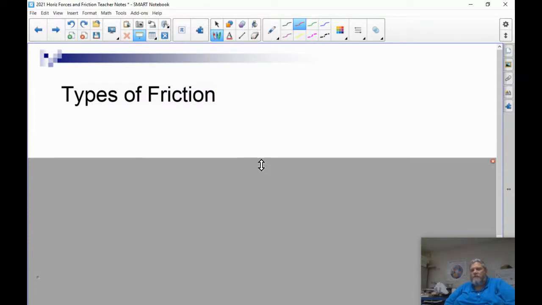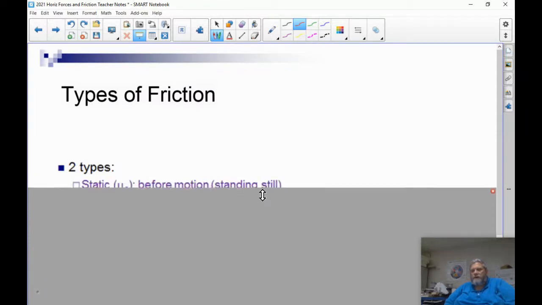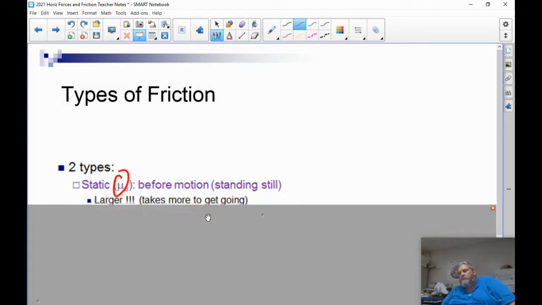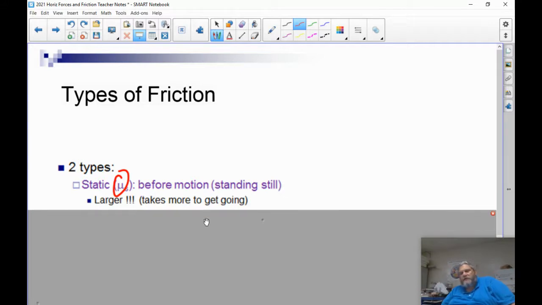All right, there are a couple of types of frictions that we're going to talk about. Two types. One is static friction. Static friction is the friction that keeps something from sliding. When you try to push a box and it won't start sliding, you're trying to overcome static friction. Don't worry about this symbol yet. We'll come back to it later. And static friction tends to be the bigger of the two that we're going to talk about.